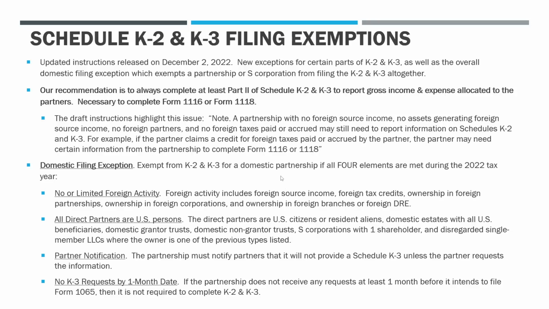Alright, for this video I wanted to cover the Schedule K-2 and K-3 domestic filing exception. K-2 and K-3s were released last year. 2021 was the first year that you could file these, and they include a variety of information on foreign source income, expenses, credits, other deductions.